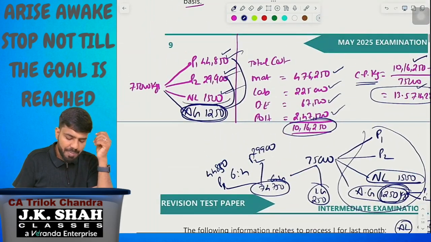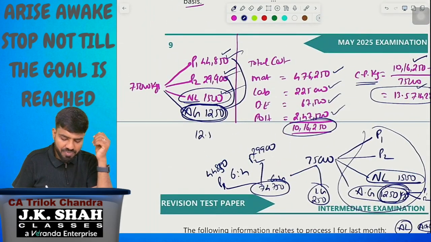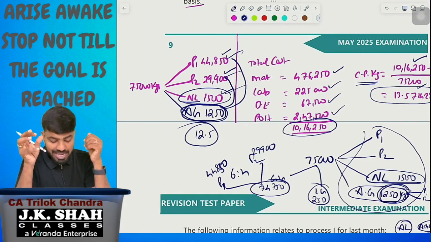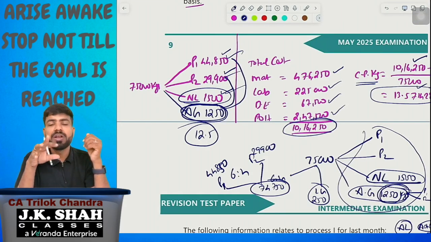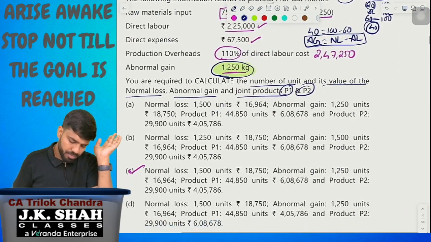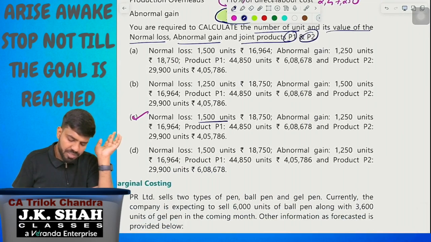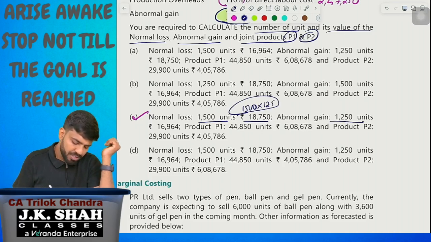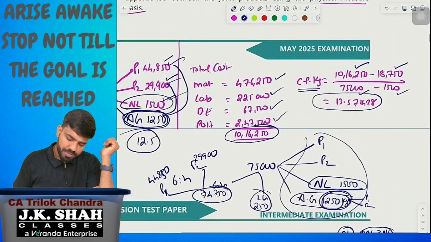See, normal loss cost. The normal loss cost is 1500 into 12.5. Scrap income is 1500 into 12.5. Cost allocated to normal loss is 0. Okay, now see here. Normal loss 1500 units, cost is 18,750. How are they getting 18,750? 1500 into value, value is 12.5. Next, abnormal gain 1250 units, 16,964, 44,850 units, 6,08,678. Here I have written it. So using this.